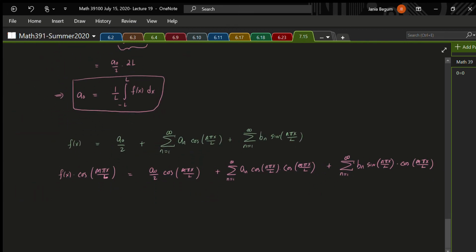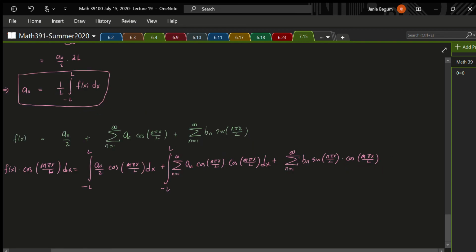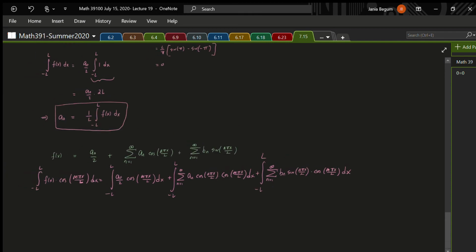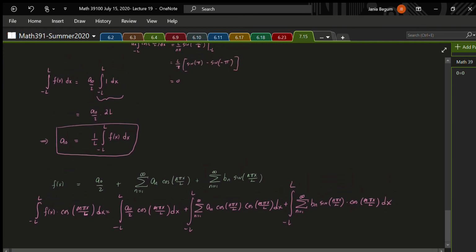Now we integrate left to right on the symmetric interval negative L to L. So integrate from negative L to L dx on each of the four terms. Okay, so we have done that. Here we're going to borrow the inner product property, but you have to be very careful how we use this.